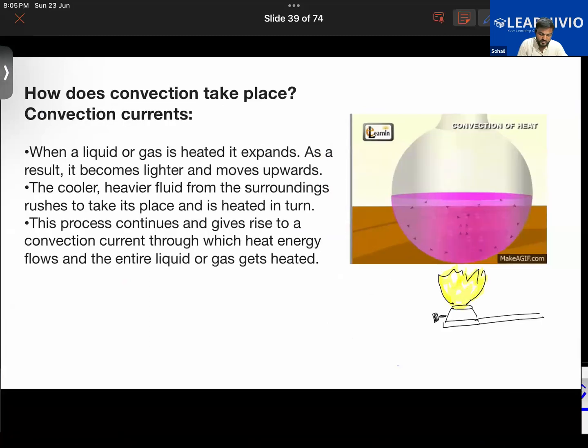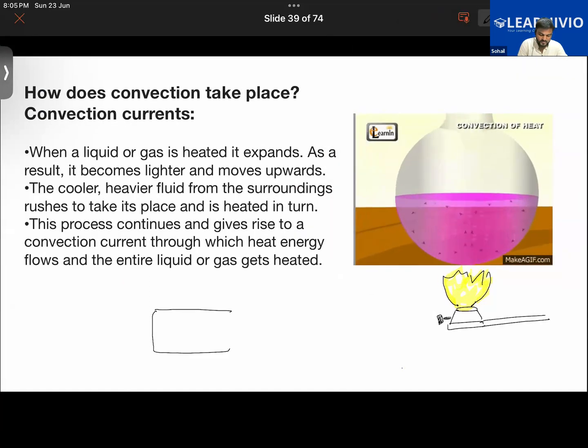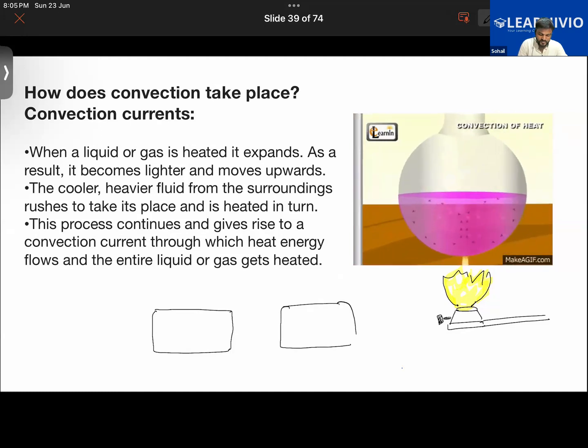Say that you have two areas. Right now we are learning about convection.